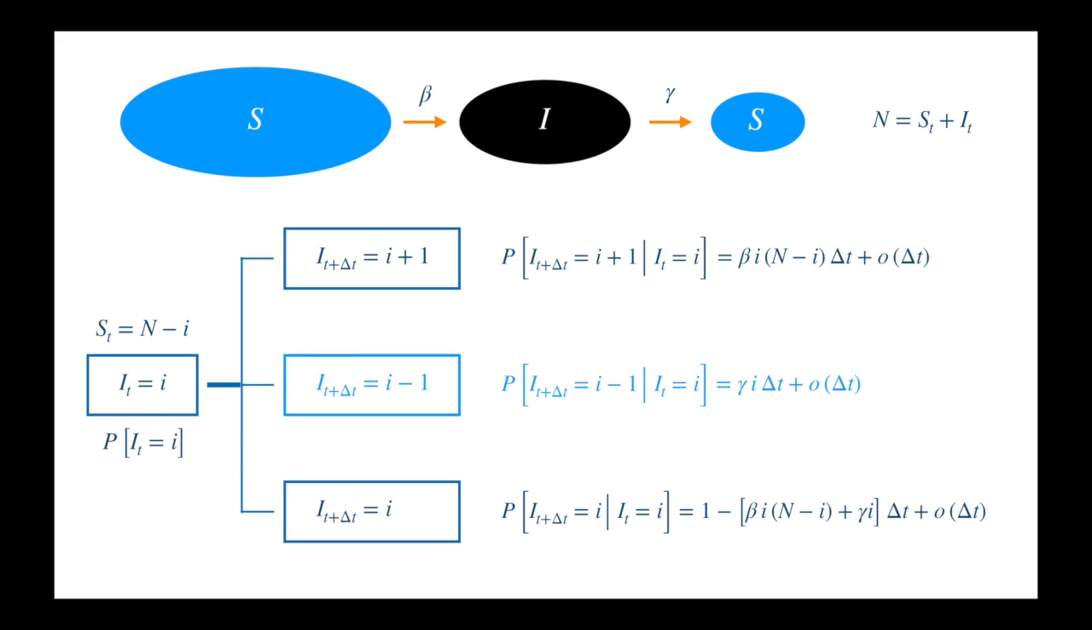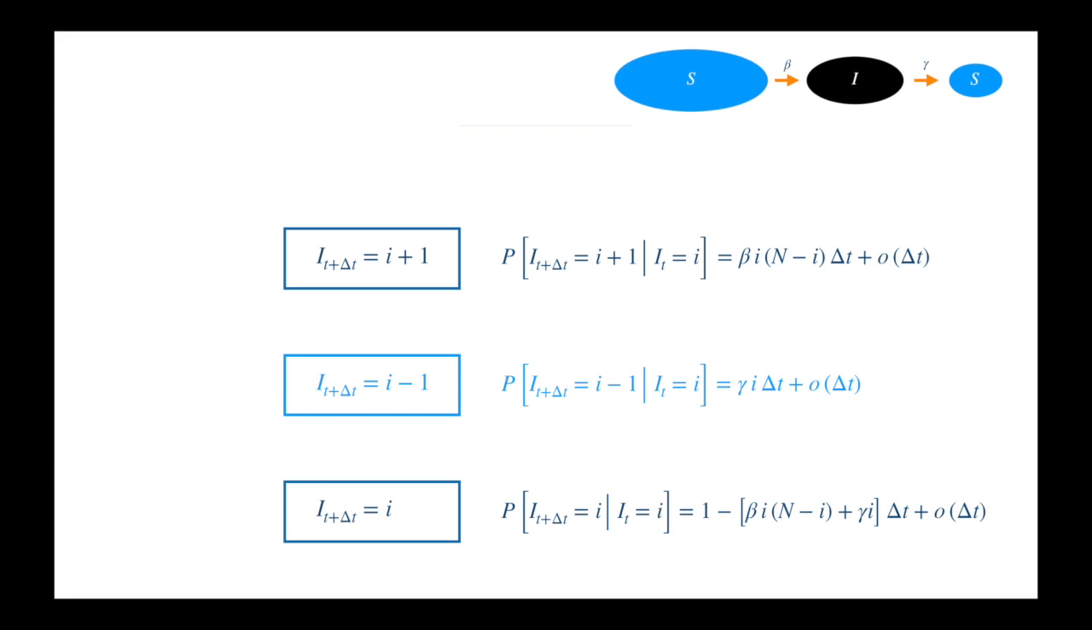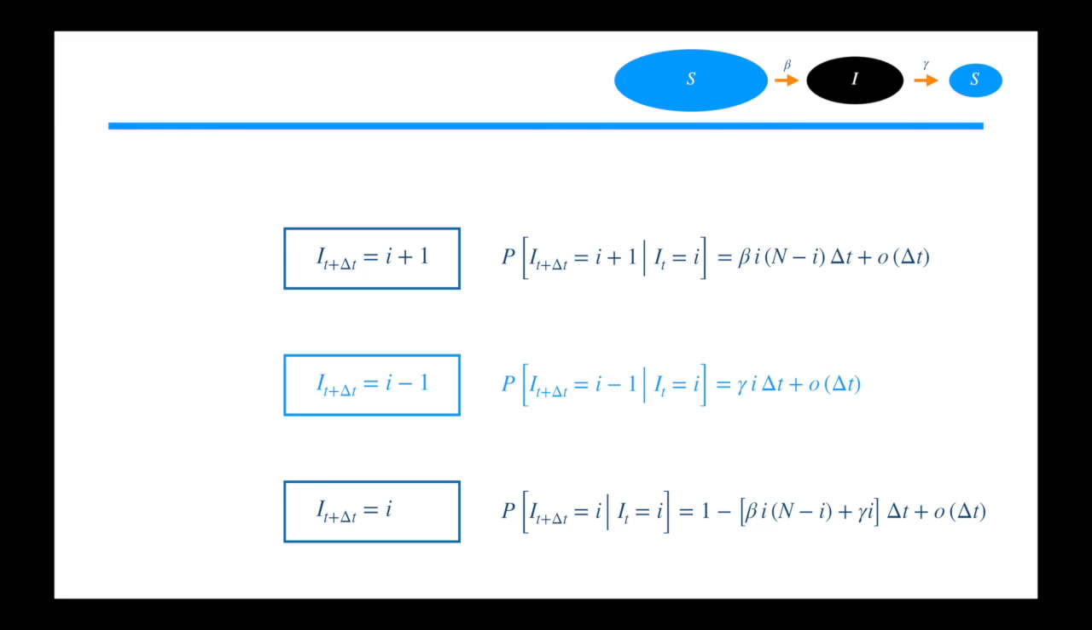Now let's see it from the other side. Say we want to determine the probability that the value of I at time t plus delta t equals I. We can follow the logic we applied to the tree and reverse the order. So it might be that there were I minus 1 infectives at time t, and one individual got infected during the small time interval, or there were I plus 1 infectives at time t and one of them recovered, or finally nothing happened during the small time interval.